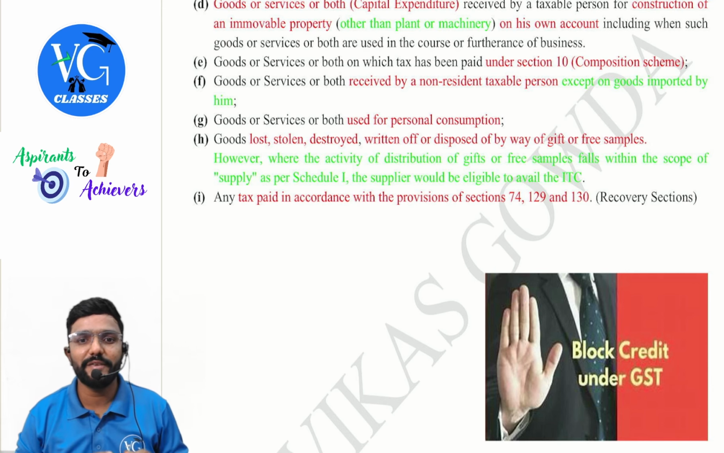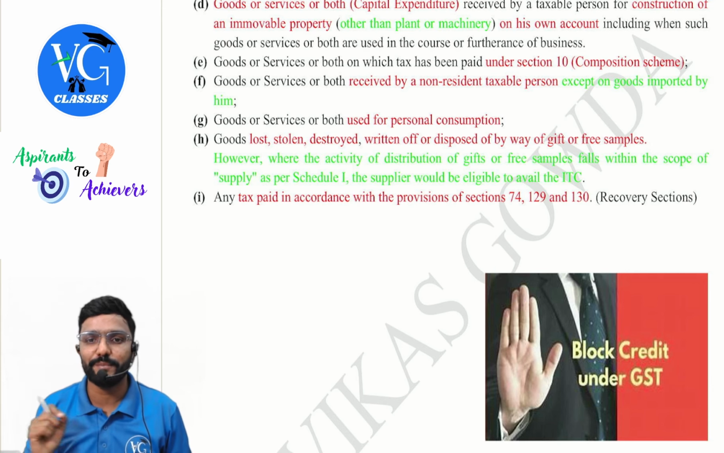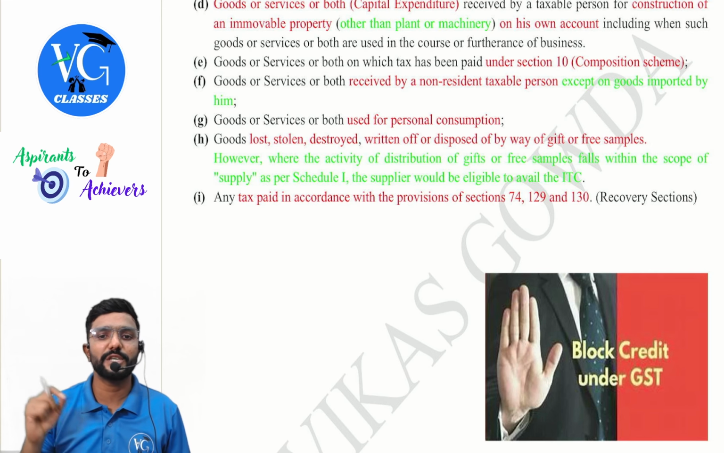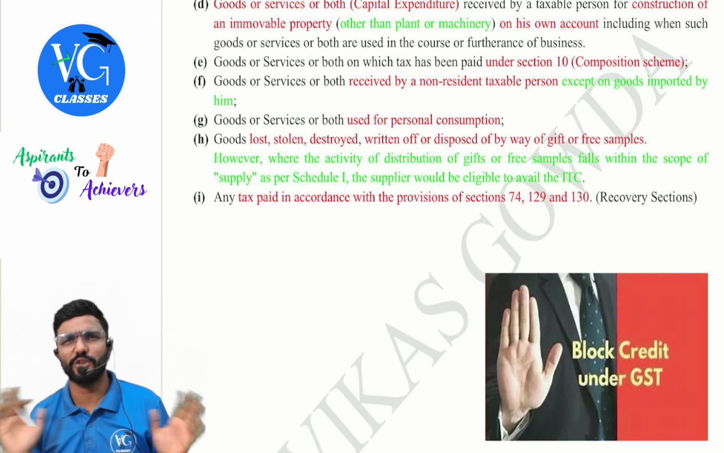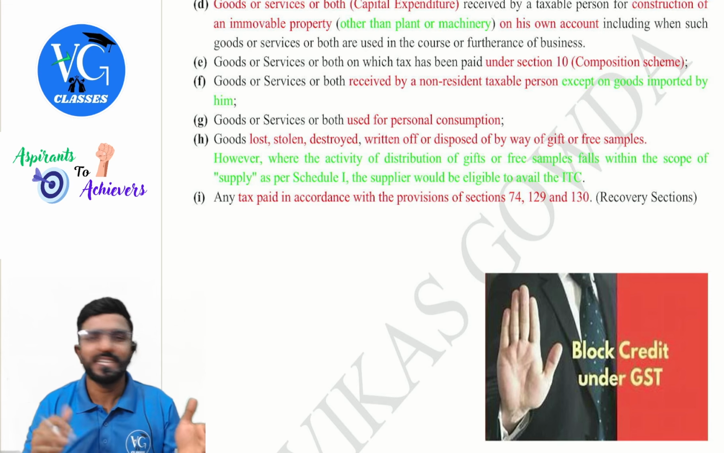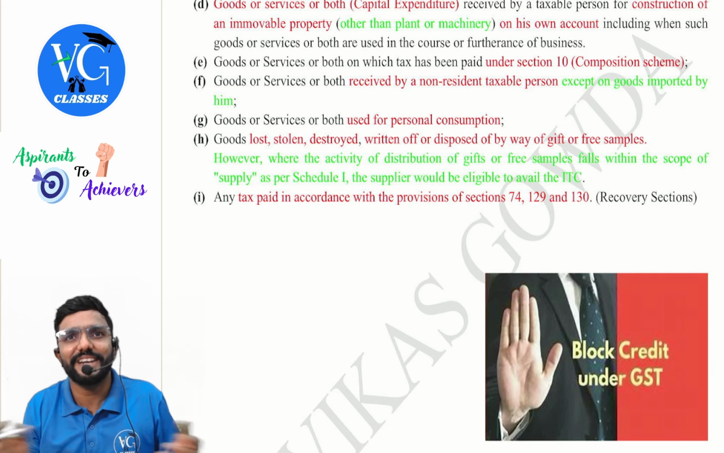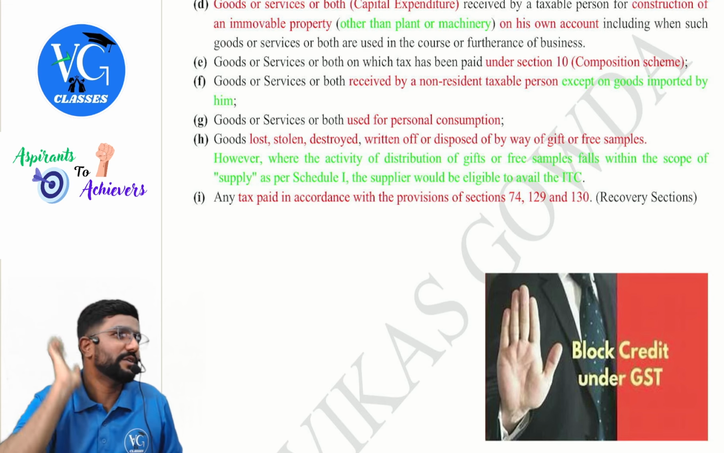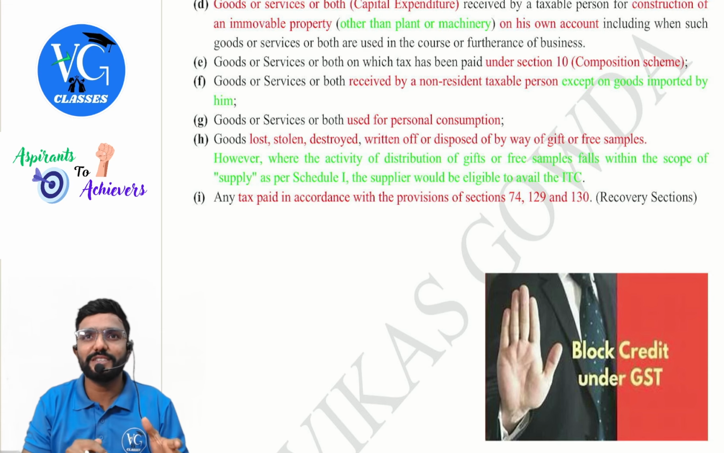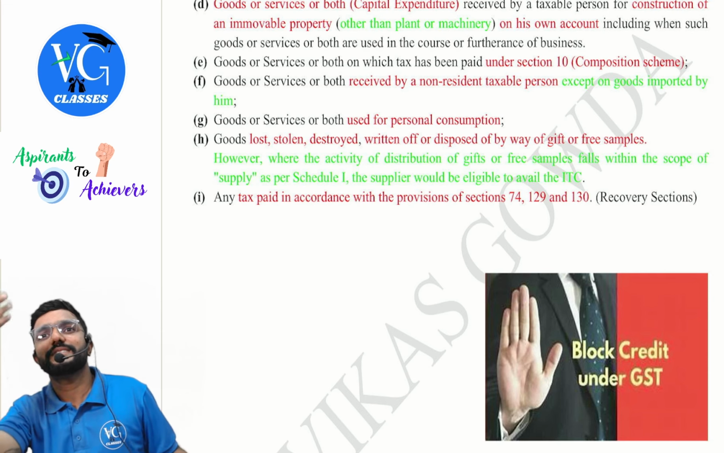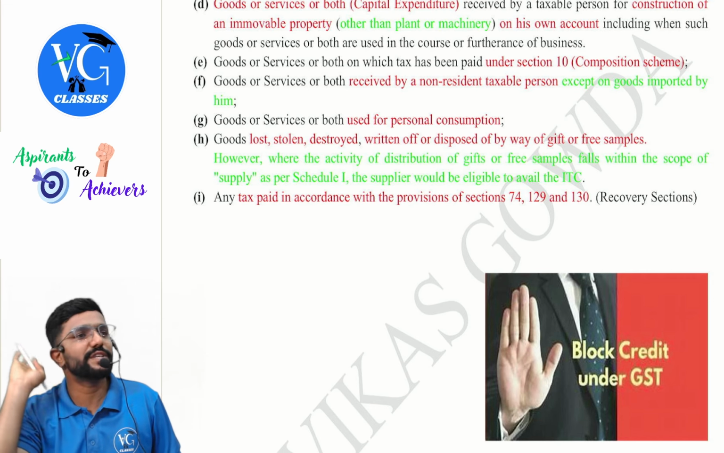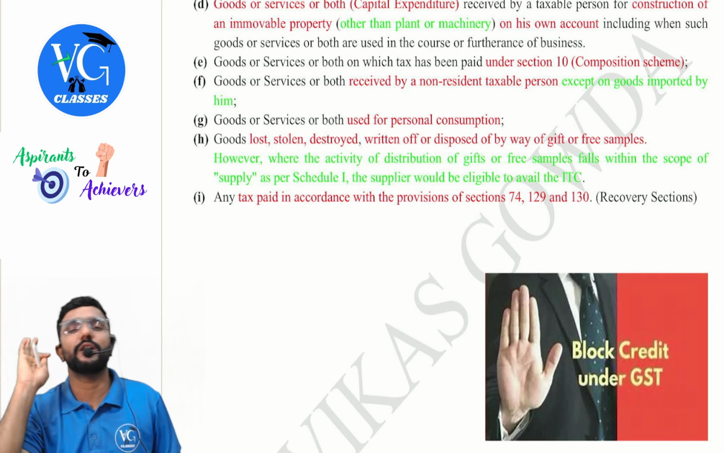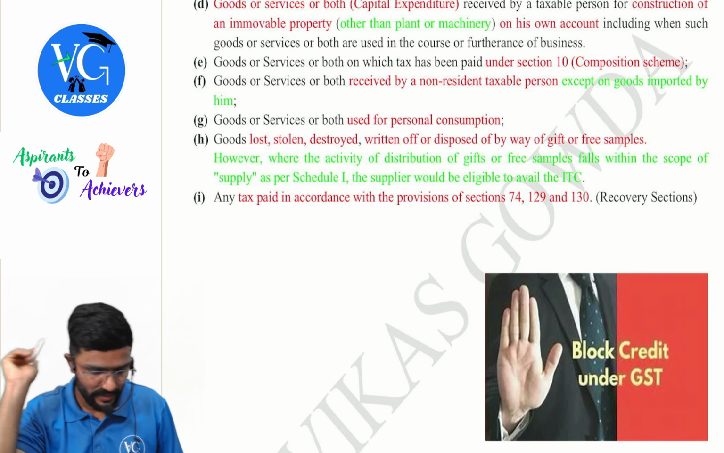However, where the activity of distribution of gift or free samples falls within the scope of supply as per Schedule 1, the supplier would be eligible to avail ITC. Guys, it is like timing, that's all. Clear? Sir, I purchased it, lost it. No credit. Not yet claimed credit. Did you claim? No. No credit. That's all. Sir, I purchased now, claimed credit, lost later. Supply as per 7(1)(c), read with para 1 of Schedule 1.